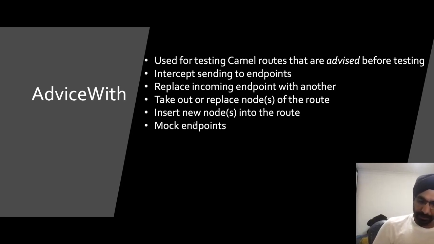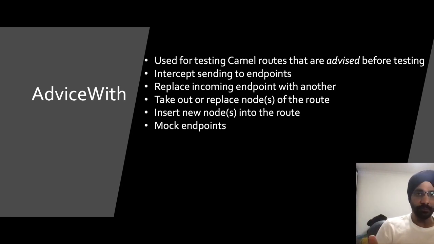AdviceWith, as the name suggests, is basically saying you are testing your routes with some sort of advice. Why do you want to do that? AdviceWith is a very useful concept when you'd like to test your existing routes. What does that mean? You have production-ready code, and you are not allowed to touch that route. You don't have the flexibility of putting, let's say, a mock at the end, or in the middle, or anywhere. That's a fixed set of routes which you have defined for your application.